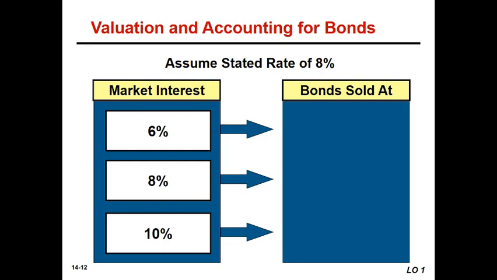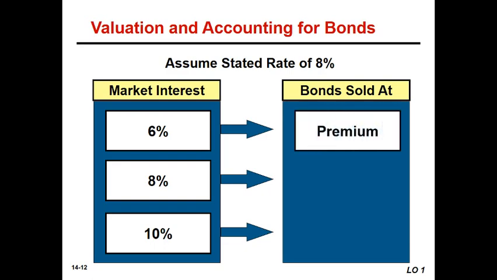So we're going to say that there's a stated or coupon rate of 8%. Now, if the market interest rate at that exact point in time is 6%, that means that similar issues are paying at 6%. That's the expectation of the market. Then the bonds are going to sell at that point for a premium. They're going to sell for more than face value, and the difference between face value and the proceeds received will be posted into an adjunct account called premium on bonds payable.